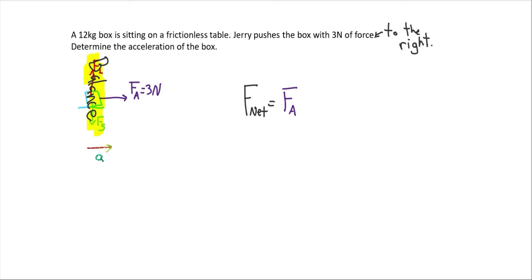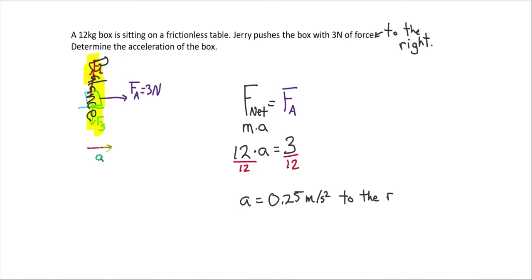Let's go ahead and finish solving this. The net force always can be separated into the mass times the acceleration. So the mass is 12 kilograms. The acceleration is the thing that we're trying to find out, and the applied force here was 3 newtons. So to solve for that acceleration, we need to just divide both sides by 12, because that'll isolate for the A. And the acceleration here we see is going to be 3 divided by 12. That turns out to be 1/4, or 0.25 meters per second squared. And this is going to be to the right.